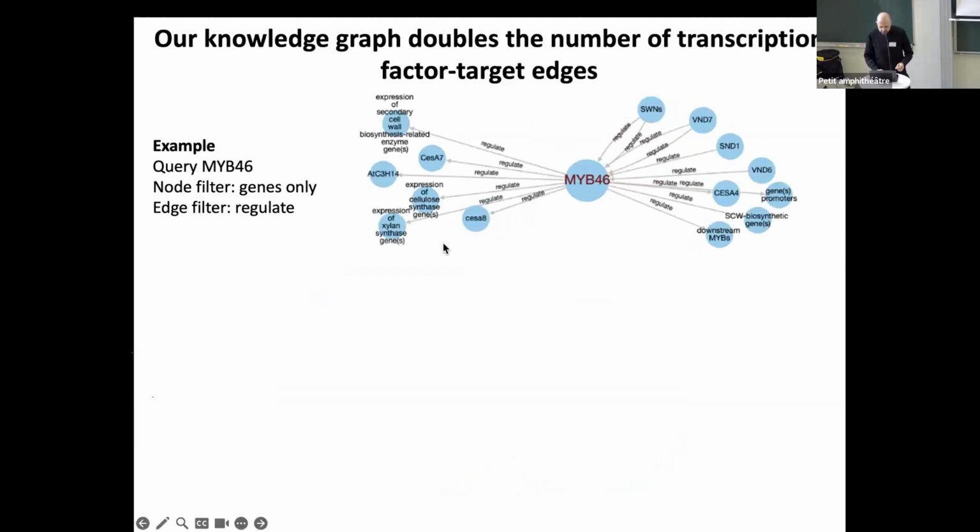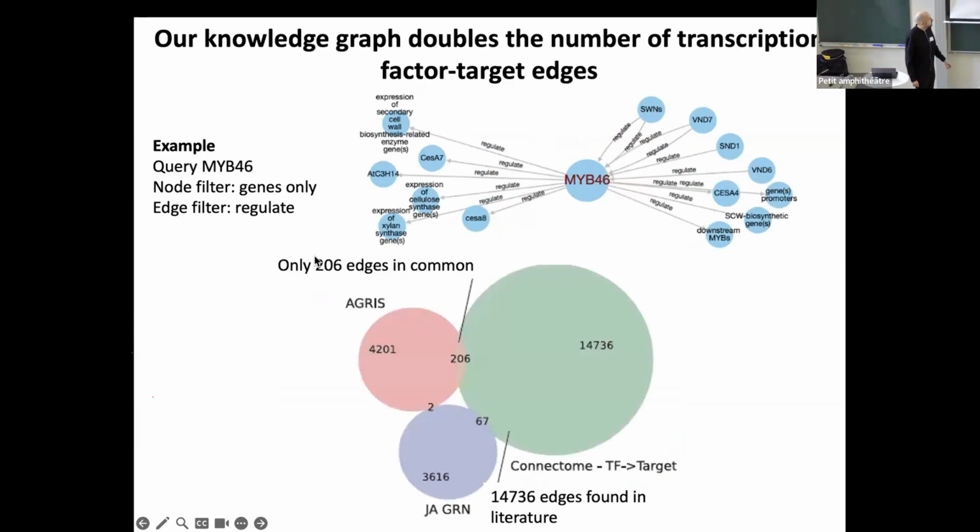For another example, here we have MYB46, right? Those of you working on secondary cell walls will know those genes. Here we have genes regulating MYB46 and then the targets of MYB46. And when we compared our gene regulatory network with the gold standard, which is AGRIS, you could see that we identified almost 50,000 new edges, which is more than doubling of the available gene regulatory network.